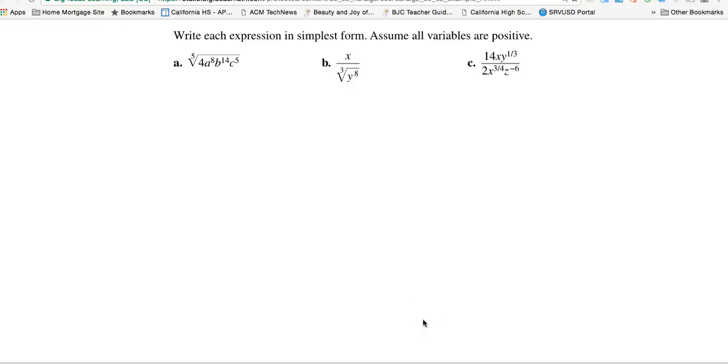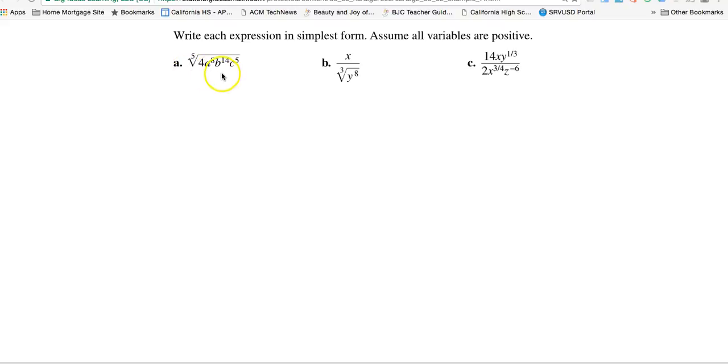Okay, in this example, we are now going to be looking at some expressions that have variables with exponents in them. Now, like I've said all along, just remember the same rules still apply. You've been working with exponents with numbers. Now we're going to be working with exponents with variables, and all the same rules apply. So let's just go through each one of these one by one.